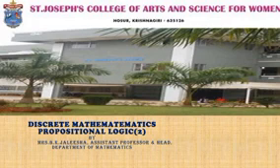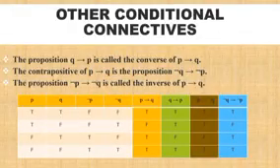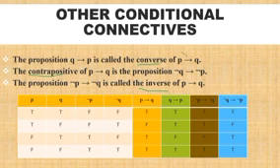Today we are going to see how to construct truth tables and what is meant by equivalence formulas with some special connectives in propositional logic, a topic of discrete mathematics. Before moving into the truth table construction, we need to know what is meant by converse, contrapositive, and inverse. Converse means for P implies Q, its converse is Q implies P.